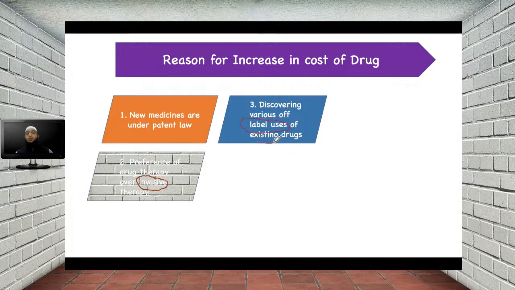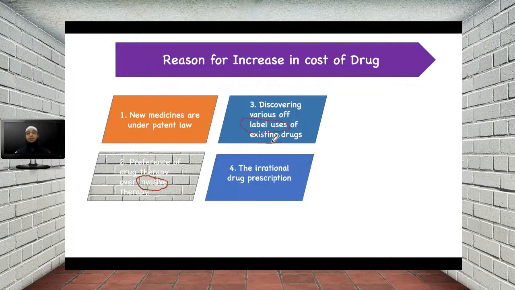If you are doing this, you are doing some kind of study during the process of discovery. Maybe a small-scale clinical trial, maybe a randomized clinical trial, or maybe another type of case report study. Many investigators, physicians, and many people are involved in that process, and they will charge some amount. Since you are moving towards discovering various off-label uses of the existing drug, it will add to the price of that particular medicine. Okay, so that is the third reason for increase in the cost of the drug.